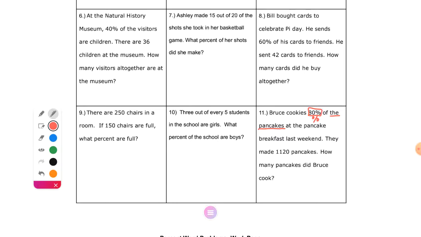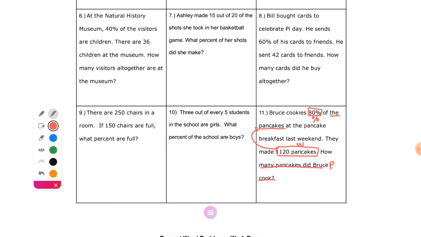They made 1,120 pancakes. How many pancakes did Bruce cook? Percent of whole. My whole is the number of pancakes at the breakfast. Do I know that number or do I need to find it? I know it. So Tatum, what is my whole? 1,120. Yes. So this right here is the same. It's referring to those pancakes. So this is my whole. So what am I looking for? The part. How many did Bruce make is my part.